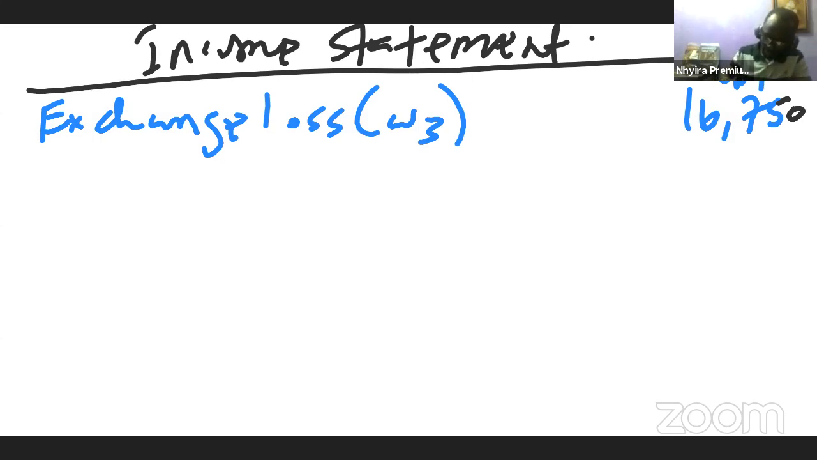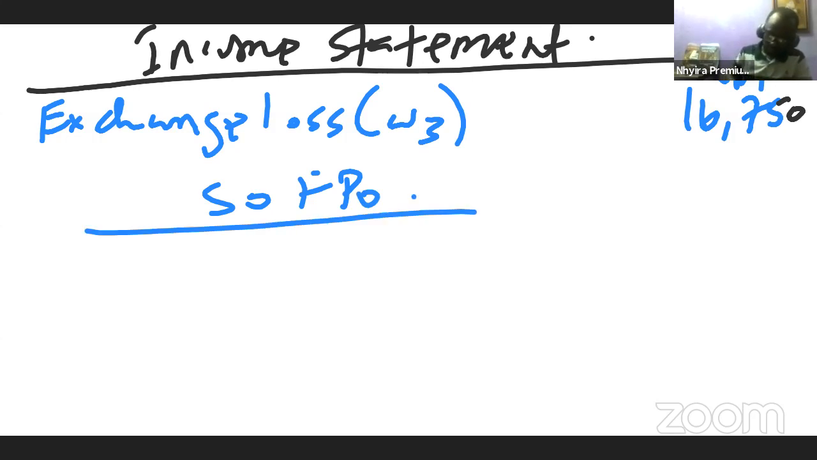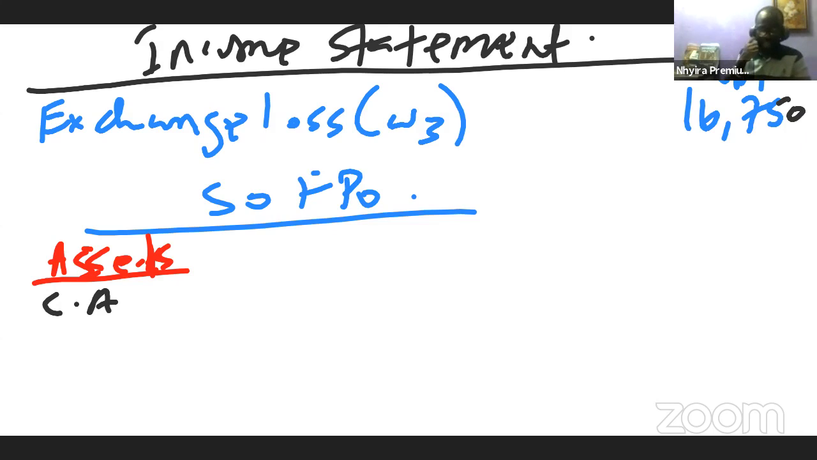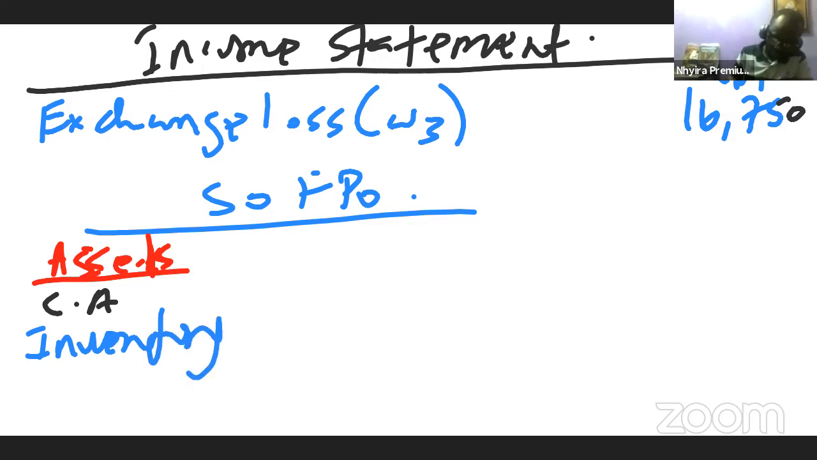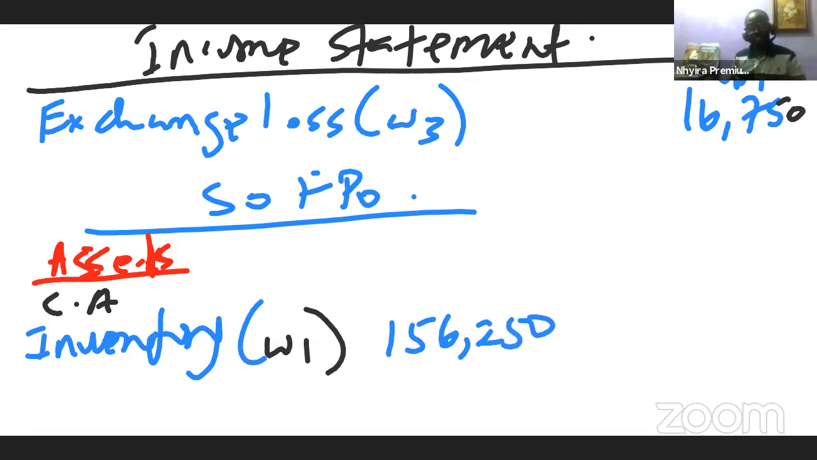And then we come to the statement of financial position. Make sure you write it in full. Under the statement of financial position, we bring assets. Under assets, we bring current assets. Under current assets, we will bring inventories, or just inventory, and we will use the initial value, which is working 1. And that is 156,250. So that is it about that.